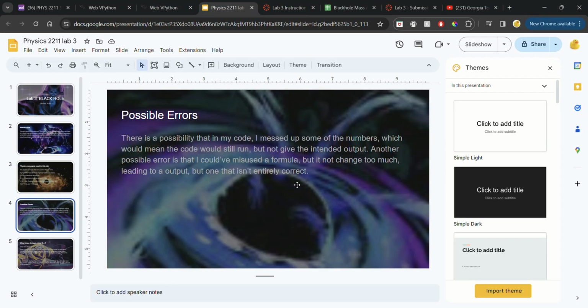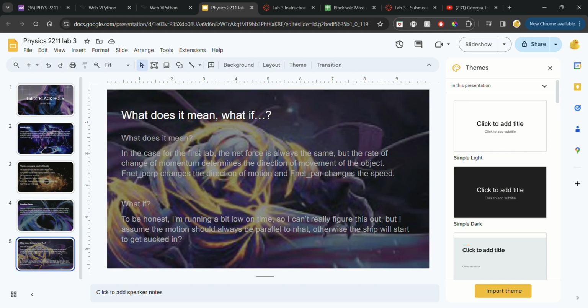Possible errors. I might have messed up some of the formulas, but the code still runs, so it would run, but it wouldn't be correct, if you know what I'm saying. And I could have just messed up some numbers as well. And then net force is always the same, but the rate of change of momentum determines the direction of the movement of the object.